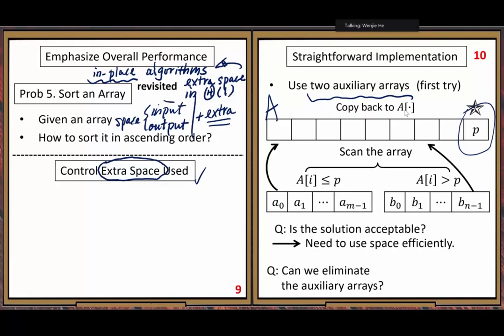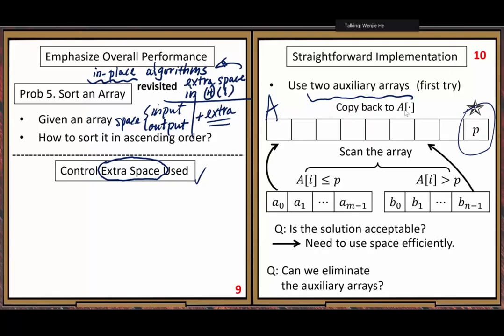You can use extra space, but your extra space is controlled by a certain constant, big theta of 1. If you can make your algorithm with this property, then we call your algorithm an in-place algorithm. So here, we have this concept.